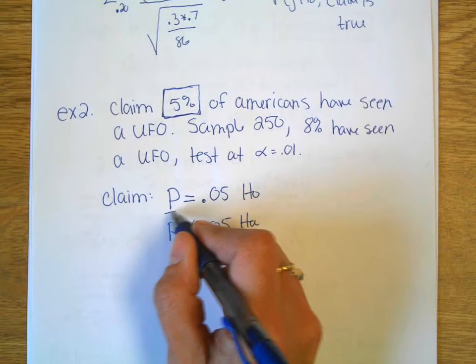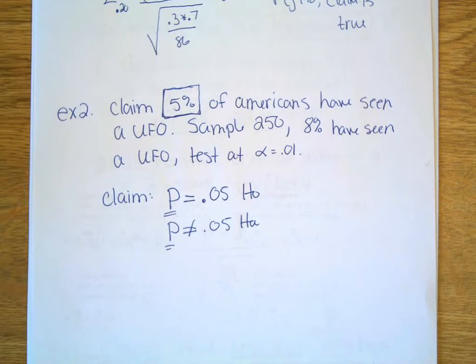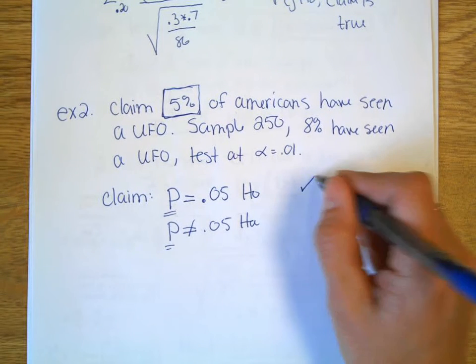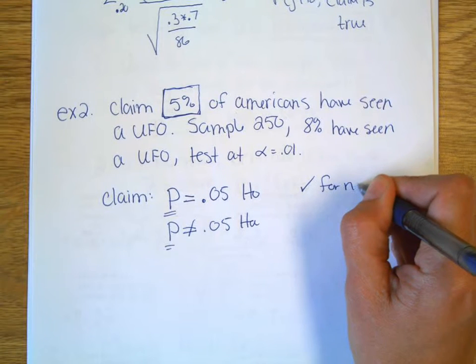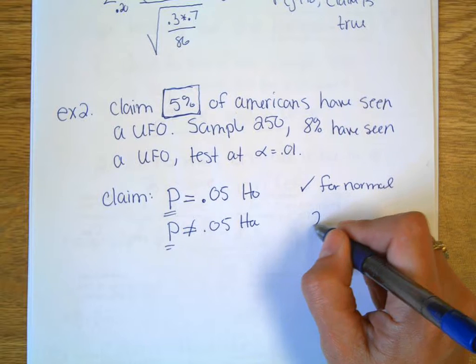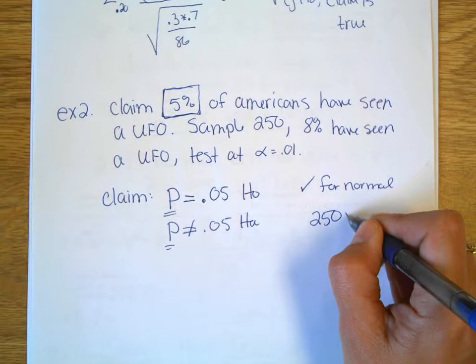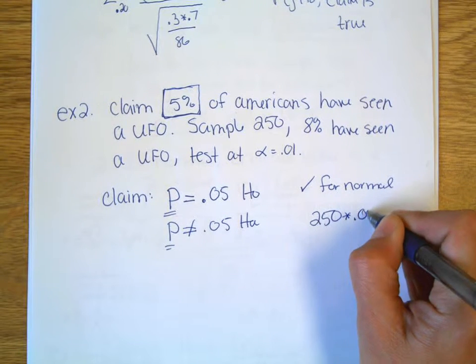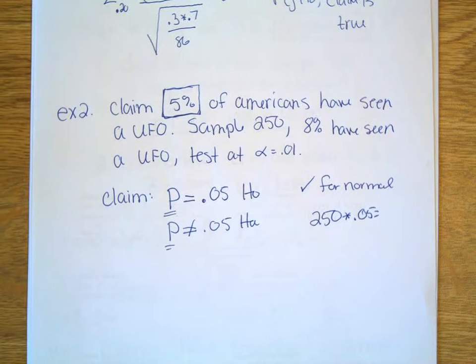Now, because we've got the P's, we have to check still, even though we're going to use the program, to make sure that the sample size is big enough. Usually 250 is, but we will check before we run the program. So 250 times 0.05? Check for normal. N is 250 times big P, so it's 0.05. What's 5% of 250?